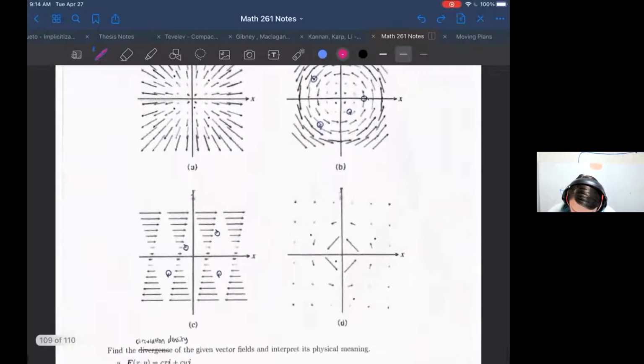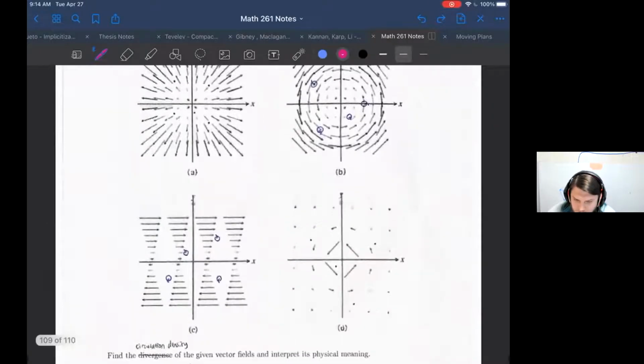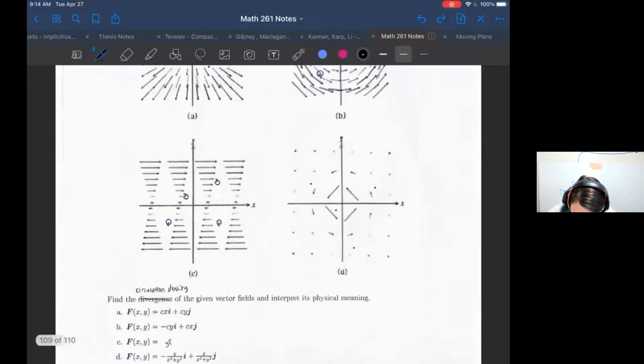And then there was this other thing, the circulation density, or the kth component of curl. So I'm going to write that they're the exact same vector fields.